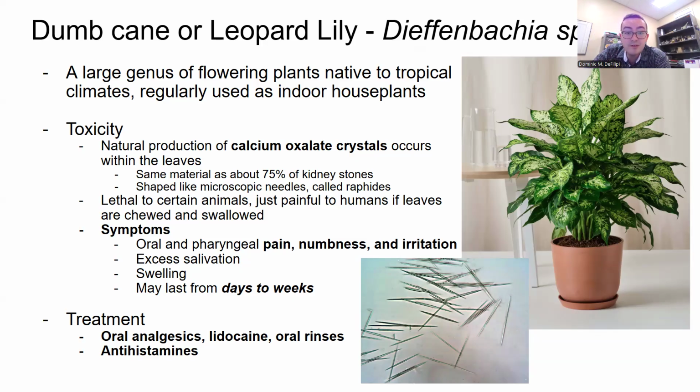This is lethal to certain animals. It's just painful to humans if the leaves are chewed and swallowed. So the symptoms of this poisoning or toxicity, or reason to call poison control, are oral and pharyngeal pain, numbness, and irritation, excess salivation and swelling, and these symptoms may last from days to weeks. It is until those microscopic little raphides fall out. So the treatment is often just oral analgesics, so lidocaine, oral rinses, thinking like magic mouthwash, that sort of thing, as well as antihistamines to deal with any allergic reaction or swelling.